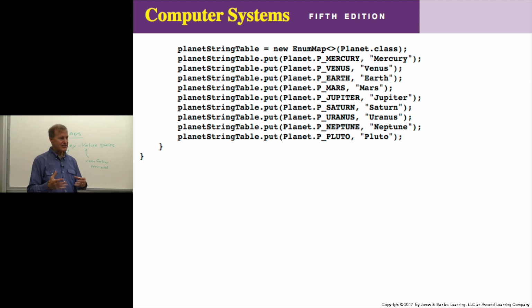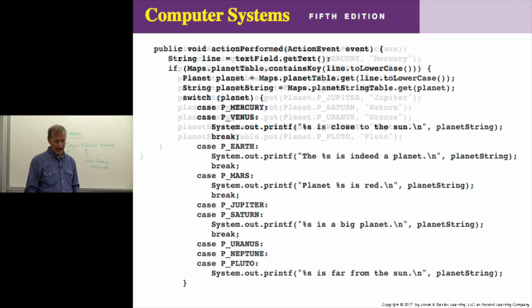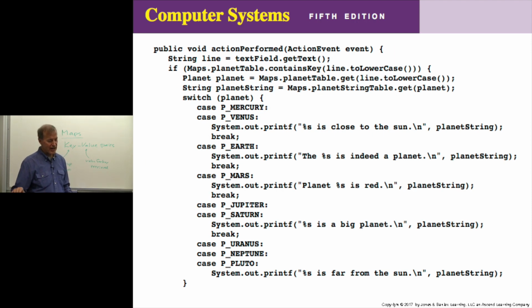Okay, so now that is in a separate file, and this is the code, the action performed that actually does the lookup. So it's public void action performed. String line gets text field dot get text, so we've done this before. And now check this out. This is a slick if statement. If maps dot planet table, now which one was the planet table? The planet table had what for the key? The string, right? So if maps dot planet table dot, and there is a method called contains key. And what are we giving it? Contains key line. And what is line? That's that text field.